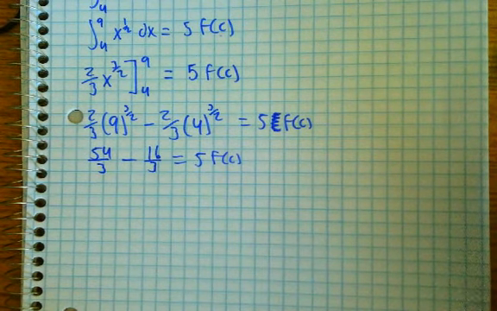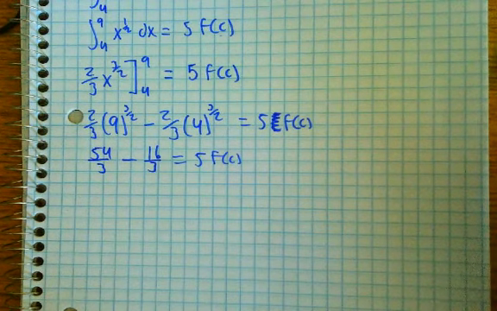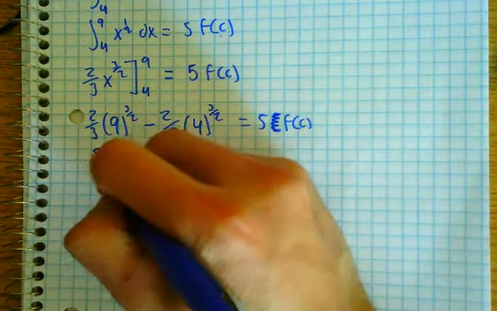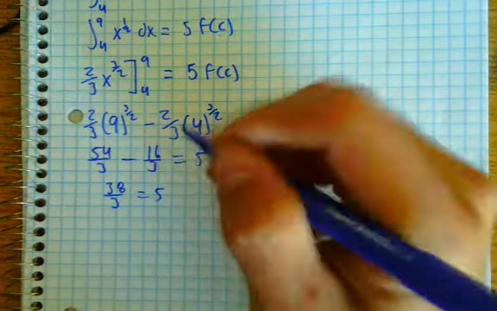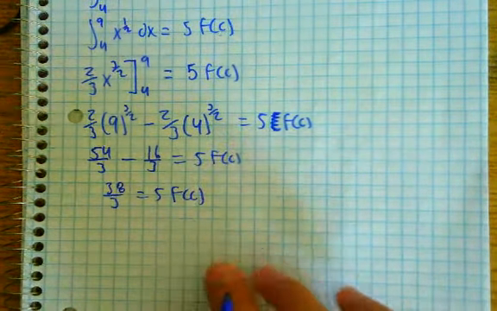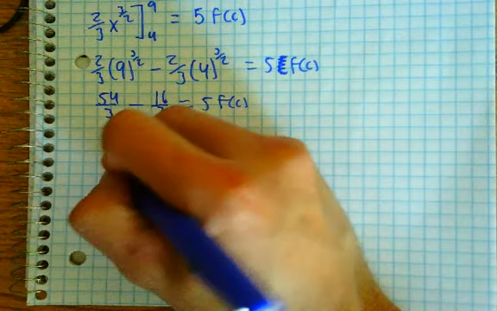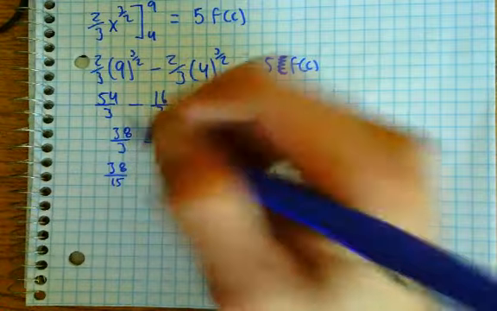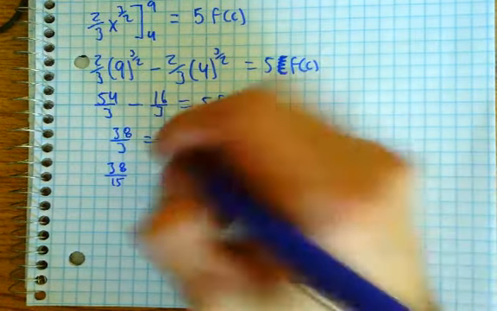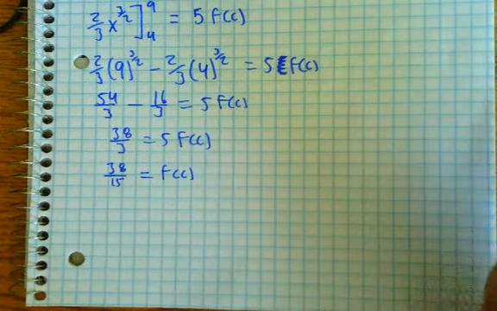Alright, so at this point I have 54 minus 16, that's going to be 38 over 3, is equal to 5 f of c. Alright, so now I need to get rid of this 5, so I'm going to multiply by 1/5, so that becomes 38 over 15 is equal to f of c.